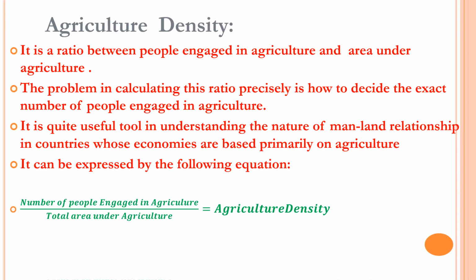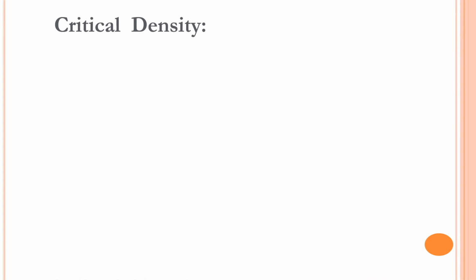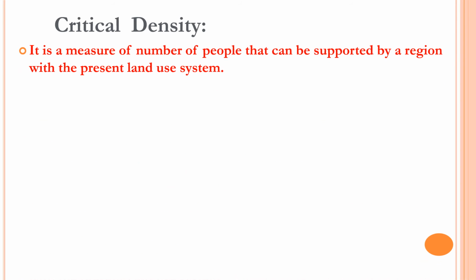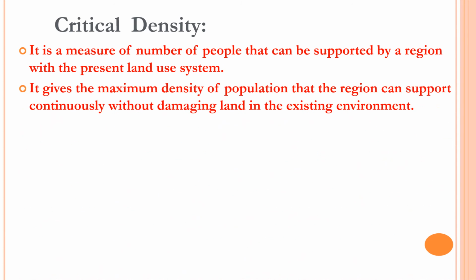Now go to the next density. This is critical density. Critical density measures the number of people that can be supported by a region with the present land use system. It gives the maximum density of population that the region can support continuously without damaging the land or the existing environment. It can be expressed with the following simple but very important equation.